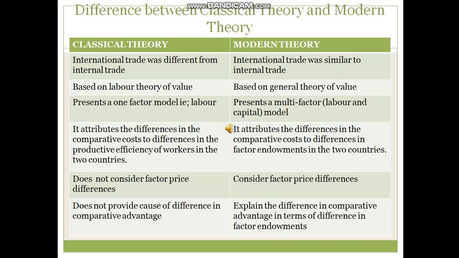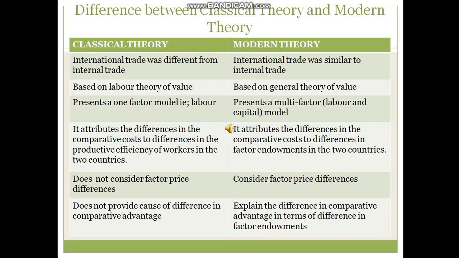Classical theory presents a one-factor model, that is, one factor. Here labor is considered as a factor of production, but in case of modern theory it presents multiple factors of production. And classical theory attributes the differences in the comparative cost to the differences in the productive efficiency of workers in two countries, whereas the modern theory attributes the difference in the comparative cost to the differences in factor resources in the two countries.